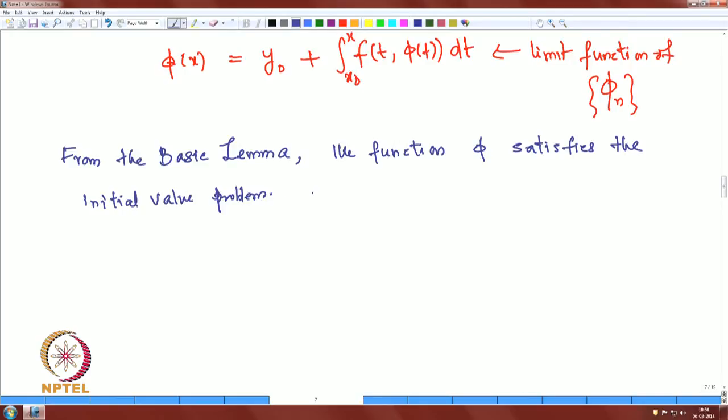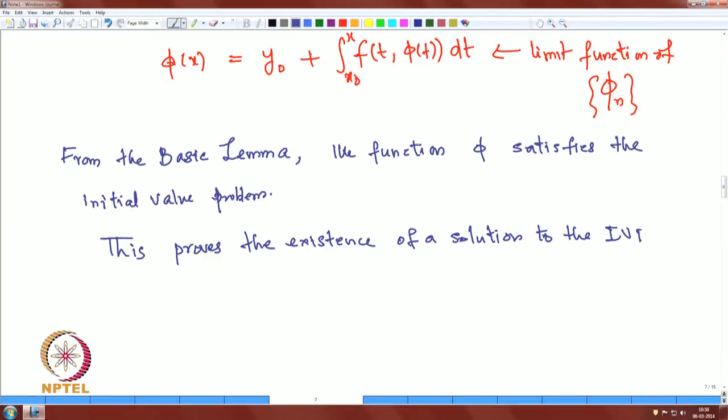So, therefore, the Picard's iterates converge uniformly to the solution of the initial value problem, and this solution is unique. That uniqueness follows from the uniqueness theorem which we proved. So, this proves the existence of a solution to the IVP.